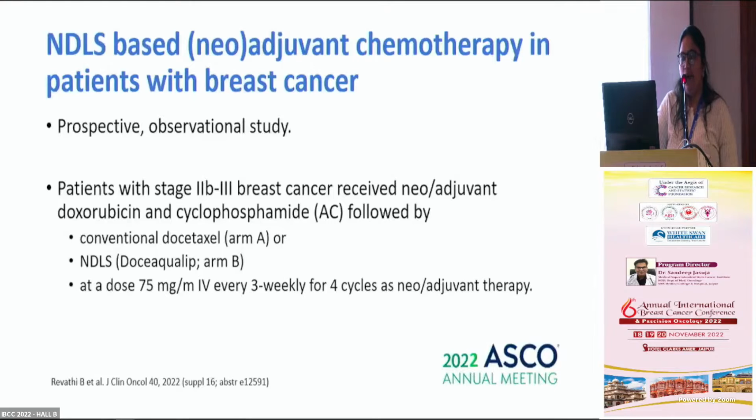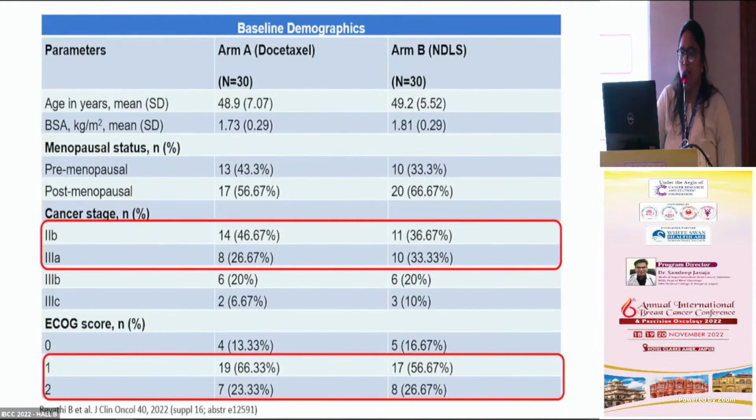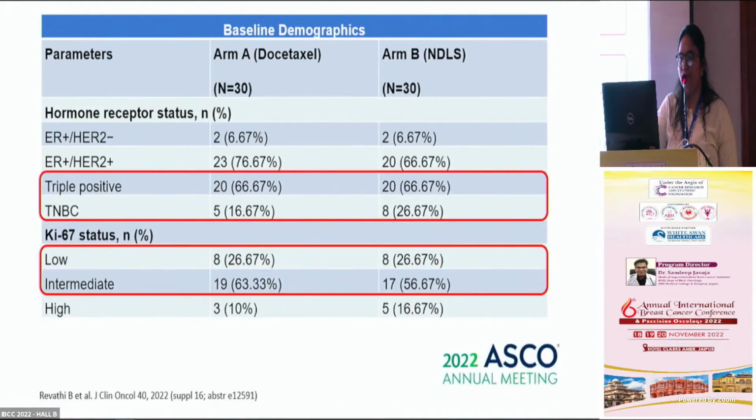The other study in breast cancer was in the neoadjuvant setting, in patients with stage 2B and 3 breast cancers receiving neoadjuvant chemotherapy. After AC, the patients were divided into 2 arms, to receive conventional or nanosomal docetaxel at a dose of 75 milligram per meter square every 3 weeks for 4 cycles. It was presented at ASCO 2022. The patients were equal in both arms, 30 patients in each arm, with similar profiles.